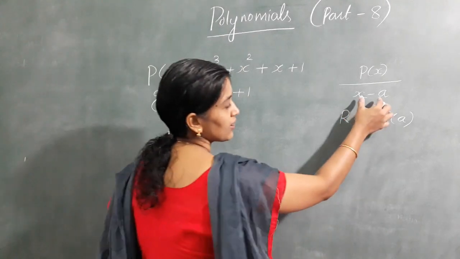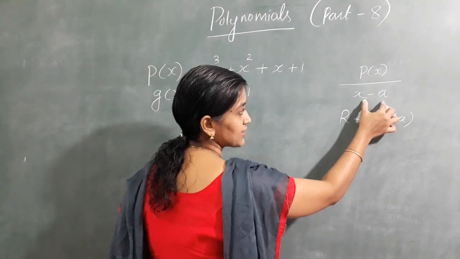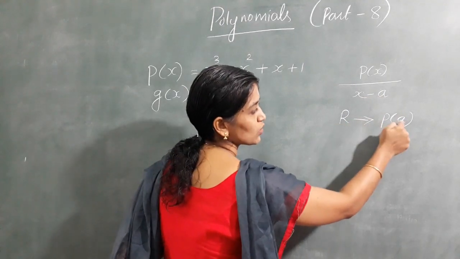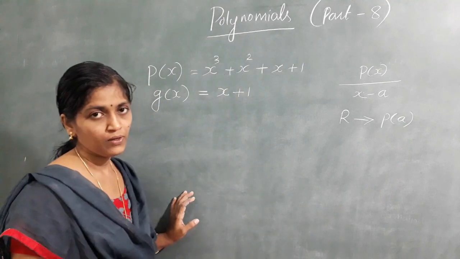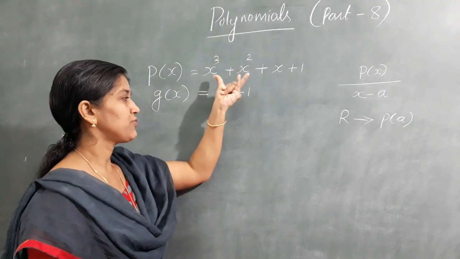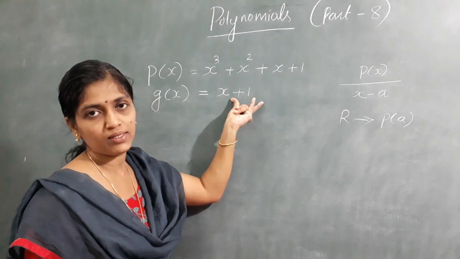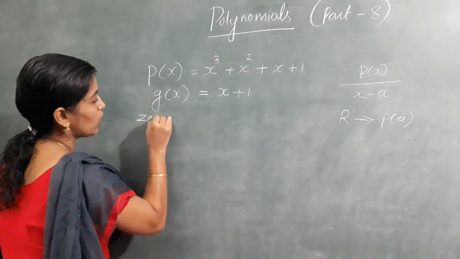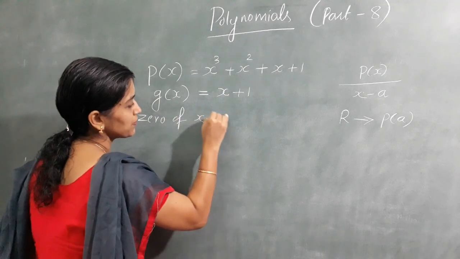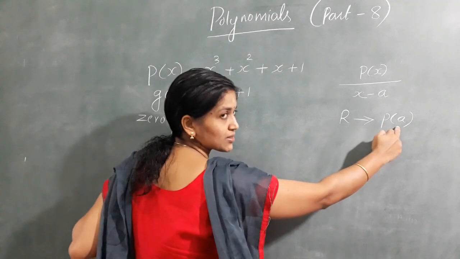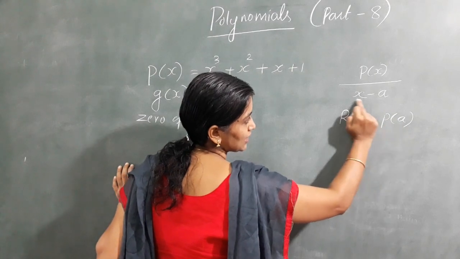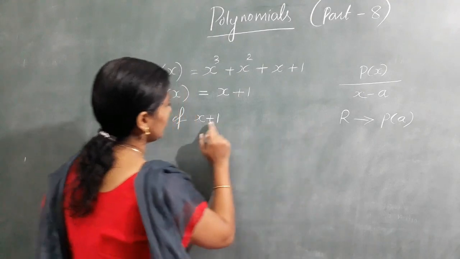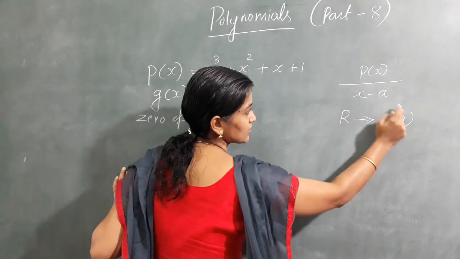Here you can see the divisor was x minus a, so we took the remainder as P of a. When you are dividing P of x by x plus 1, what will be the zero of this? We have to find the zero of x plus 1. Only then can you get the remainder, isn't it? Here a is the zero of x minus a. In the same way, to get the remainder you have to get the zero.